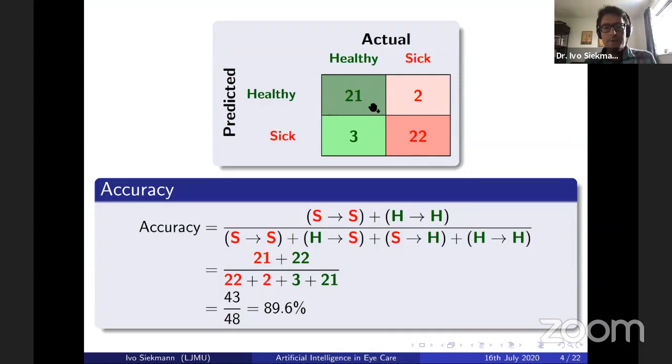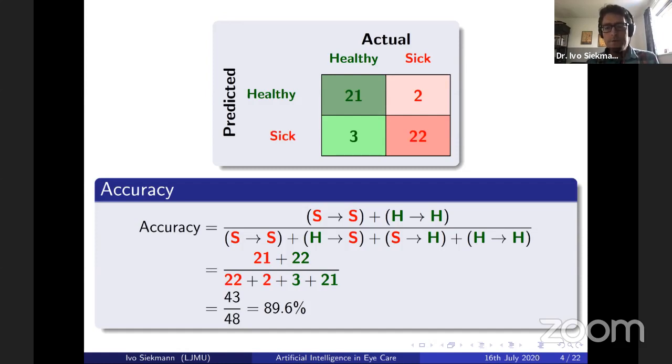And if we divide the sum of these two by the total number of patients, we see that we get 22 plus 22 correct predictions, which gives us 43. And in total, we have 48 patients. So the overall accuracy is 89.6%. So in 89.6% of all cases, our predictions were correct.